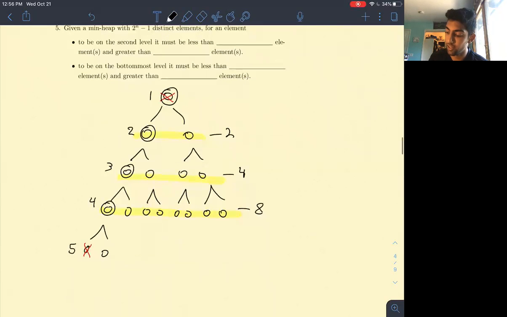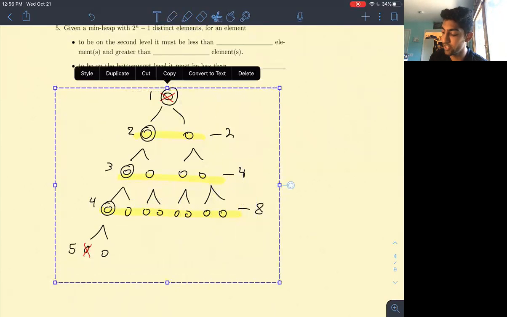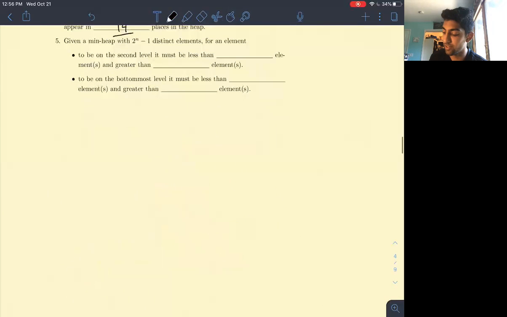Nice. Okay, that question was pretty tricky. So let's look at the last one, which sadly is also tricky. Given a min heap with 2 to the n minus 1 distinct elements, for an element to be on the second level, it must be less than blank elements and greater than blank elements. Okay, so let's look at an arbitrary min heap.